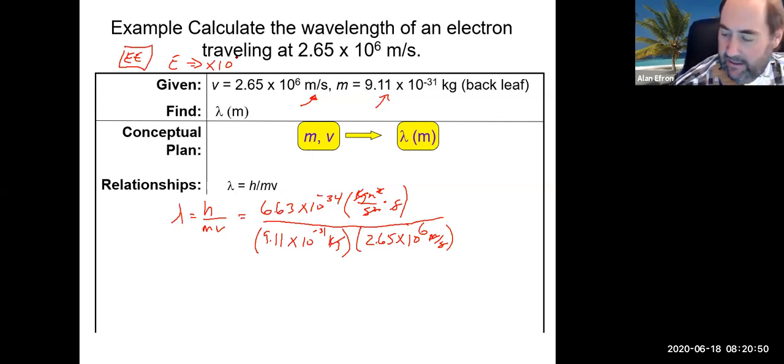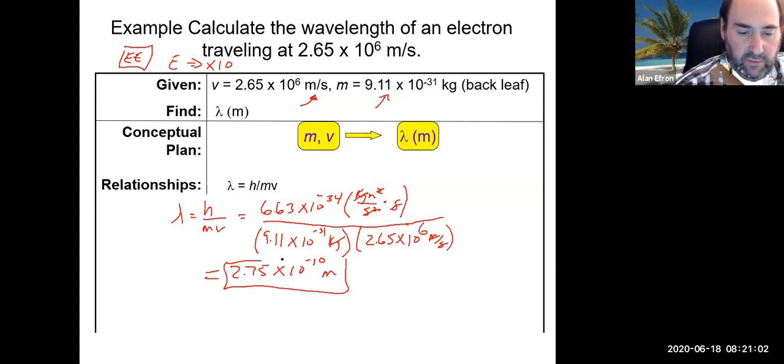And when you do that, you will end up with, hopefully, a 2.75 times 10 to the minus 10. And again, the unit here would be meters. Any question on that calculation? So again, you've got to really try to get into the habit of using your exponent button.